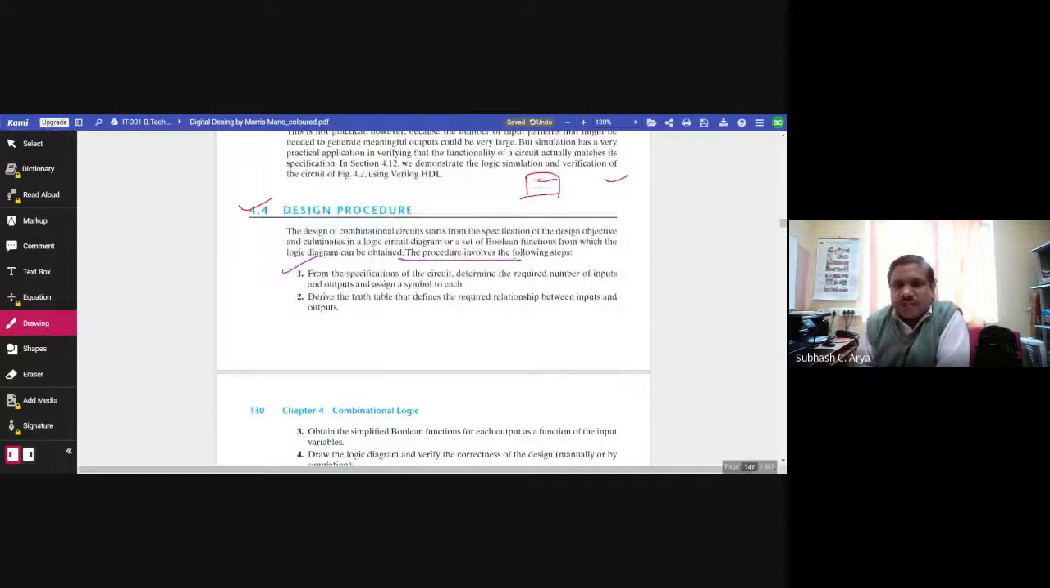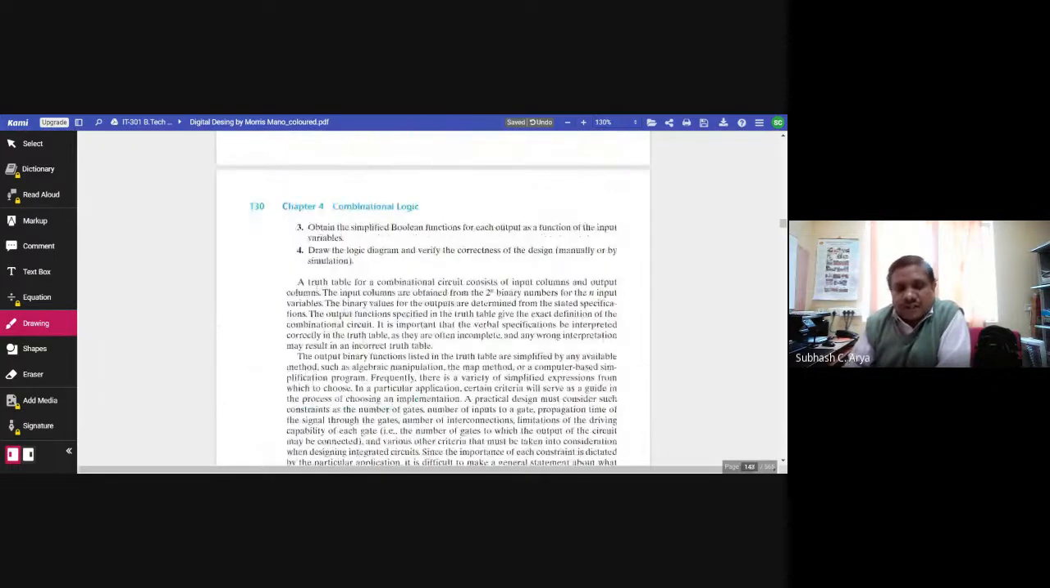Please remember, from the specification of the circuit, determine the required number of inputs and outputs and assign a symbol to each. Second, derive the truth table that defines the required relationship between inputs and outputs. Third, obtain the simplified Boolean expressions for each output as a function of the input variables. Finally, draw the logic diagram and verify the correctness of the design manually or by simulation.